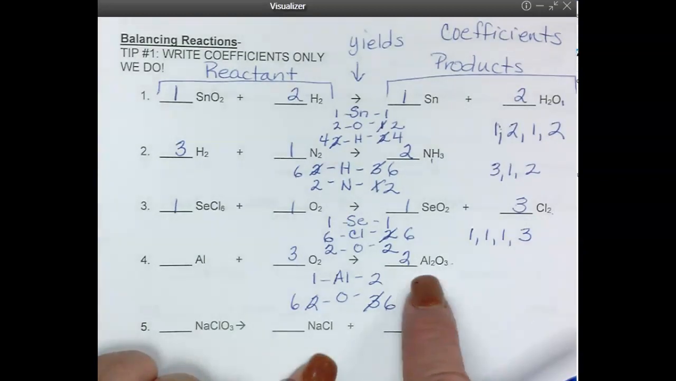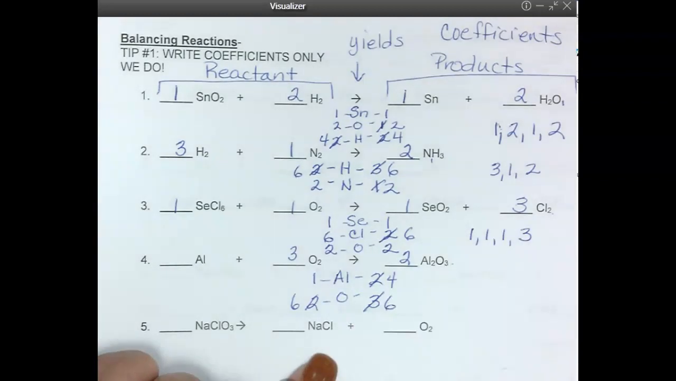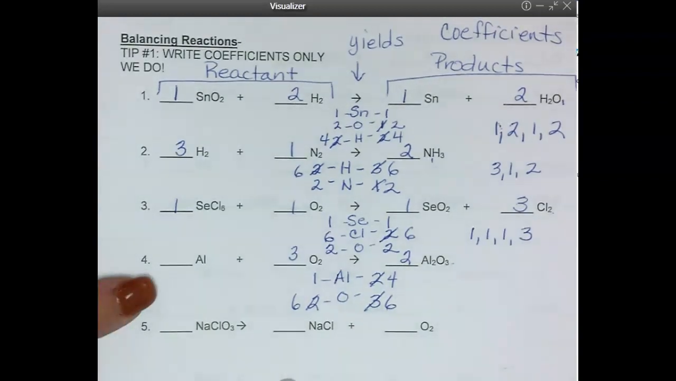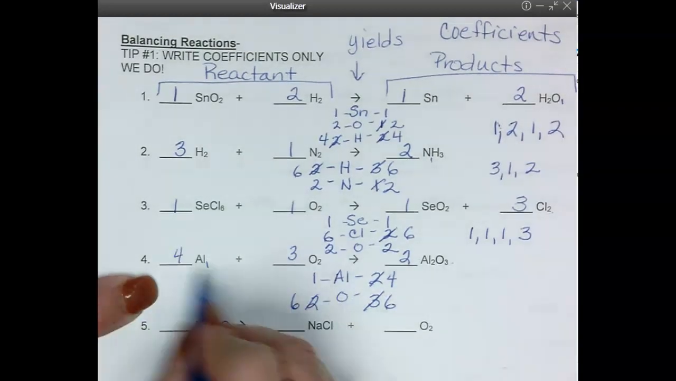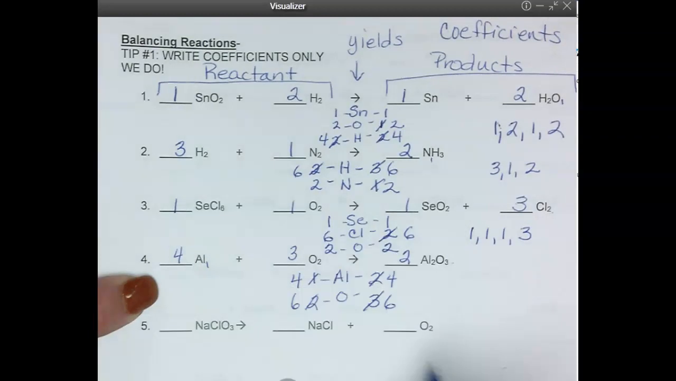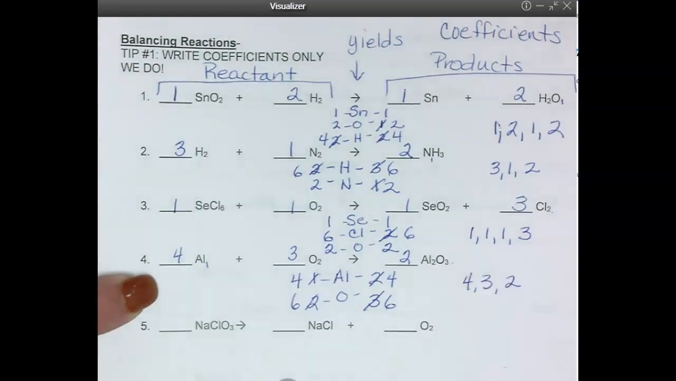Now remember though, on this side, I also have aluminum. So by putting that 2 there, I also changed my aluminum. 2 times 2, I have 4 aluminums. Therefore, I need to come over here and fix my aluminum. There's only 1 here, so I just need 4. 4 times 1 is 4. So this answer would be a 4, 3, 2.